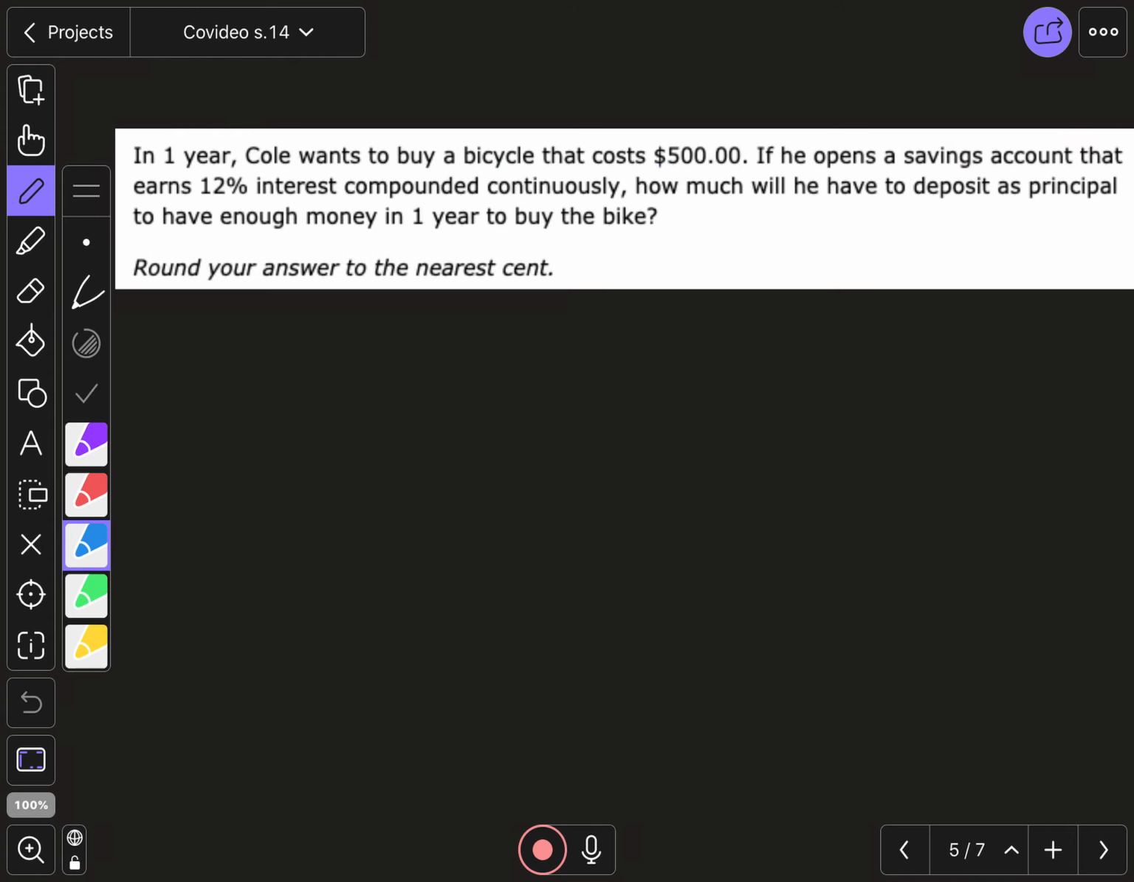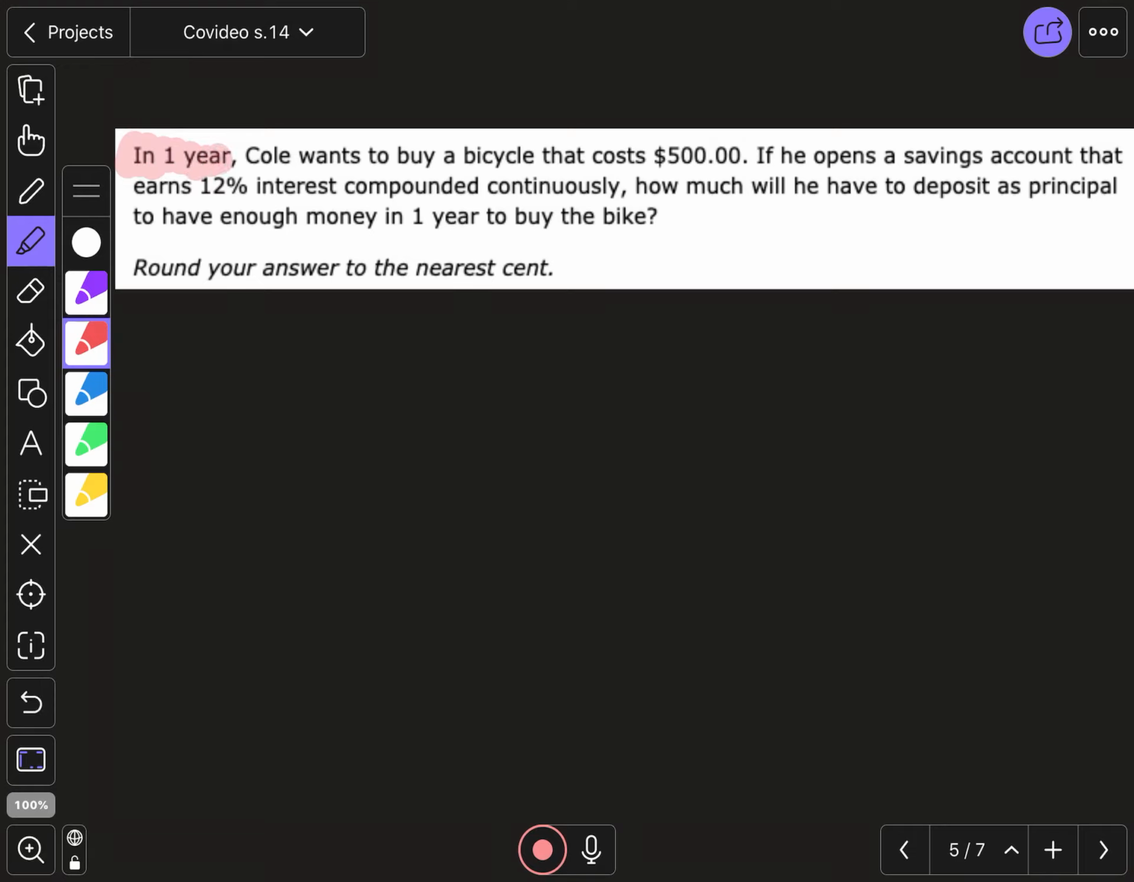Let's see, in 1 year, so there we go, there's information right there. In 1 year, so there's our time. Cole wants to buy a bicycle that costs $500. If he opens a savings account that earns 12% interest, which, good luck finding a savings account that'll earn you that much interest, compounded continuously, so they're just saying that we're going to use this Pert formula.